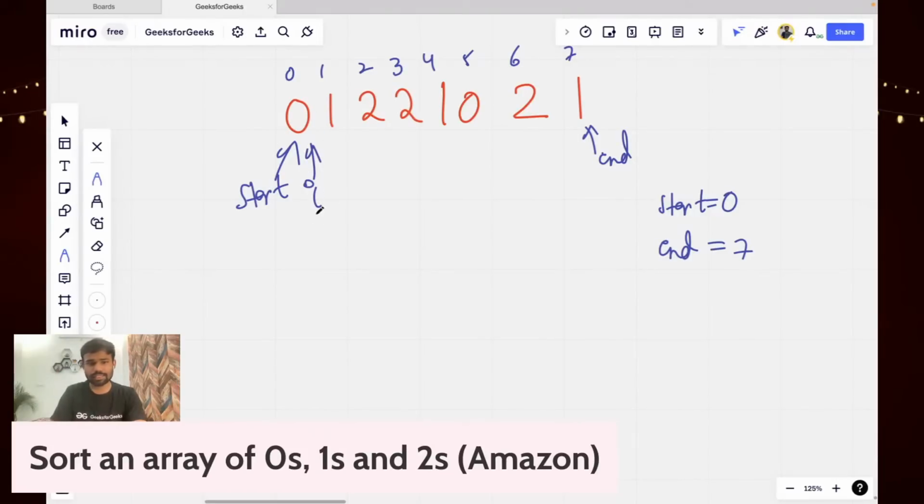So currently you can see that our I is 0. If it is 0, I will simply swap it with start. Start and I are at the same position, so we'll do nothing. We will just continue. When we continue, you will see that we will have our start and I both at this particular place.